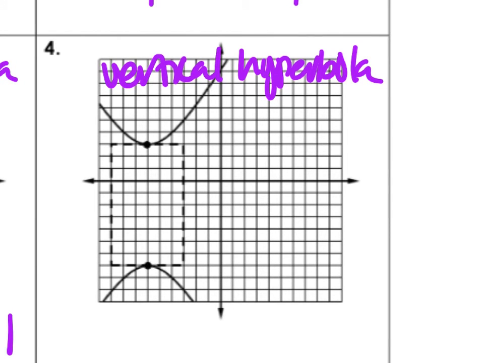So let's look for the center first. The center is going to be about here, and that is 1, 2, 3, 4, 5, 6, so -6, and then -2. Now a is the distance between the center and the vertex. 1, 2, 3, 4, 5. a equals 5. And then b is the distance between the center and the co-vertex. 1, 2, 3. So b equals 3.